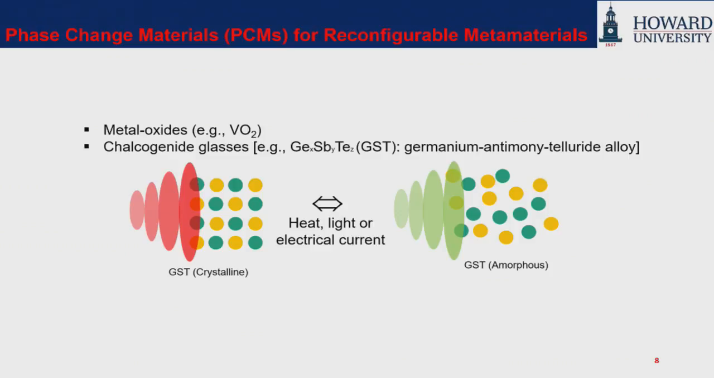So another type or group of materials is phase change materials.